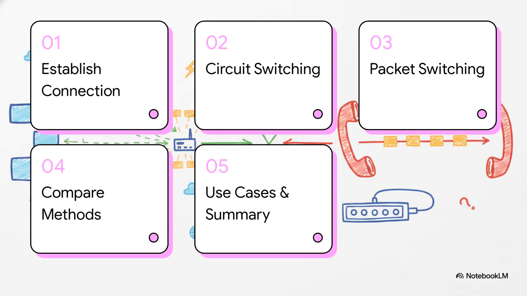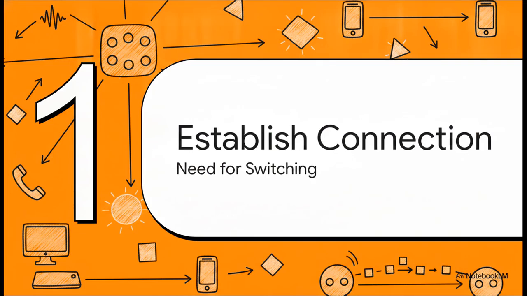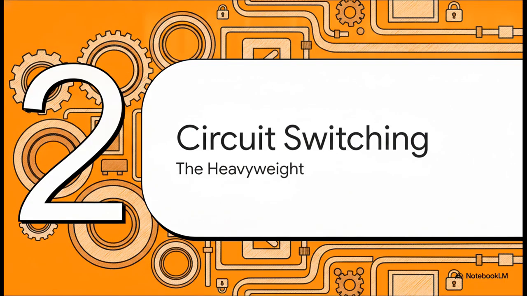Here's a quick look at our agenda. We'll start with establishing the connection, then we'll get into circuit switching explained, followed by packet switching explained. After that, we'll do a head-to-head comparing the two methods, and finally wrap up with use cases and a summary. Okay, Section 1, Establishing the Connection, the Need for Switching. Moving right along to Section 2, Circuit Switching Explained, the traditional heavyweight.